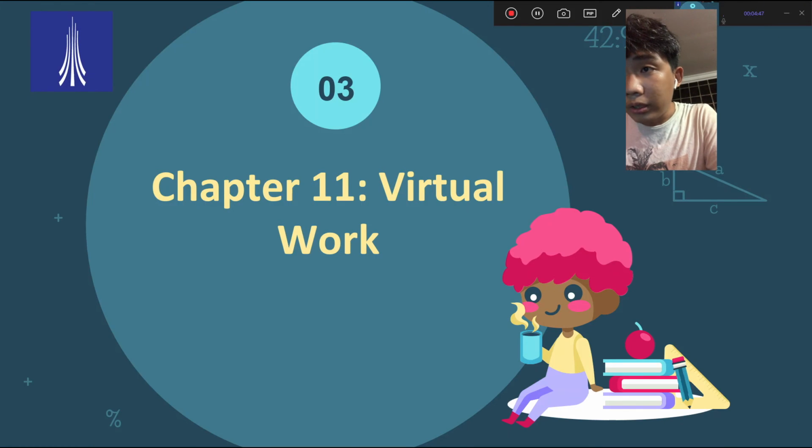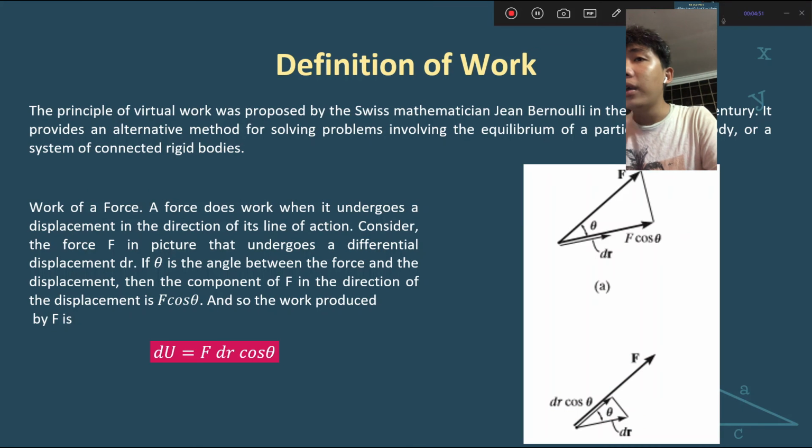Moving on to chapter 11, which is the virtual work. So, the definition of virtual work. The principle of virtual work was proposed by the Swiss mathematician Jean Bernoulli in the 18th century. It provides an alternative method for solving problems involving the equilibrium of a particle, a rigid body, or a system of connected rigid bodies.